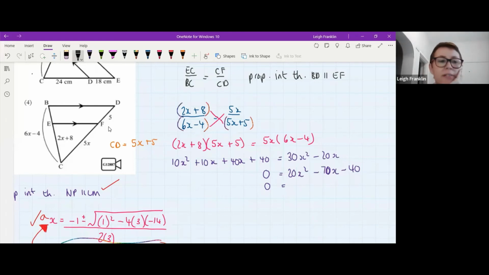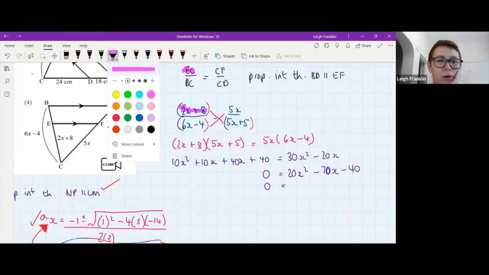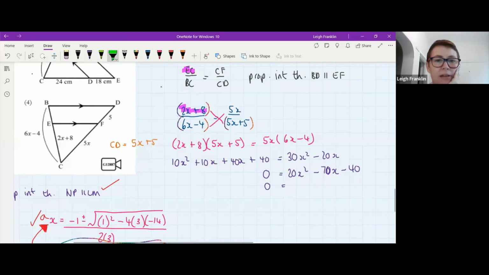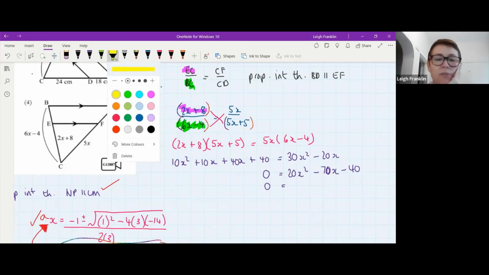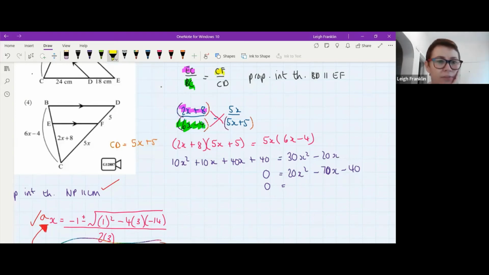Okay. Now we're subbing in. EC is 2x plus 8. BC is 6x minus 4. CF is 5x.